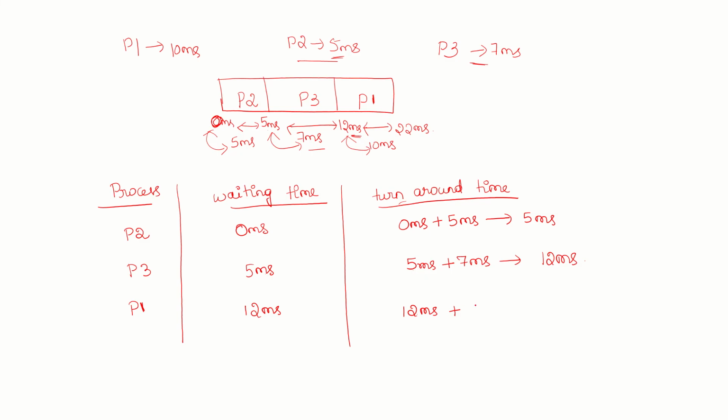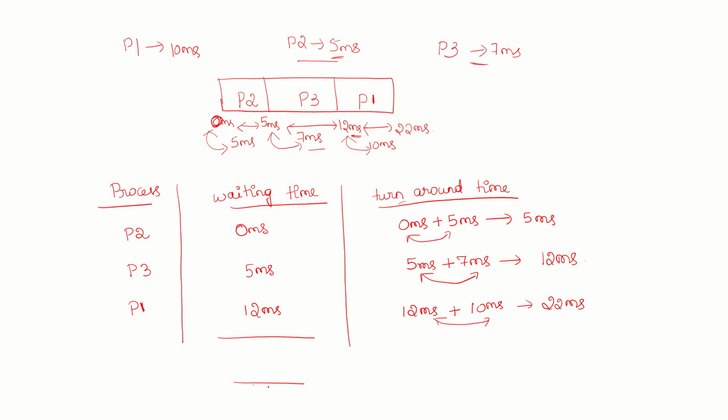Next, what is the execution time for P1? It is 10 milliseconds, isn't it? So it is 12 plus 10, 22 milliseconds. Now if you see 0 plus 5 is what is here. Now here also you can see it is 0 plus 5. Next I told you have to add 5 plus 7 to get the turnaround time for the P3. So that is the same thing what we are adding. Next it is 12 plus 10. Here it is 12 plus 10. I hope you are understanding.